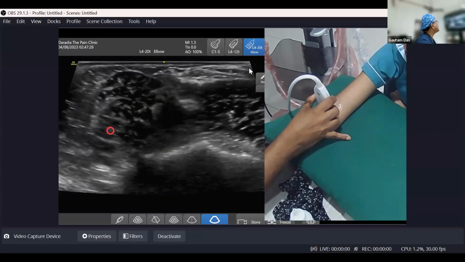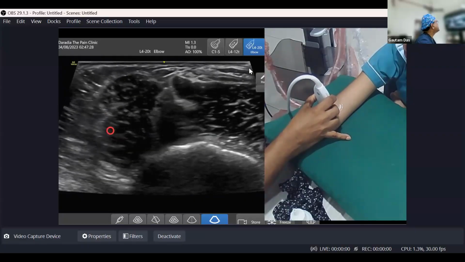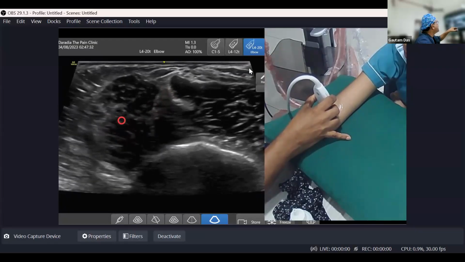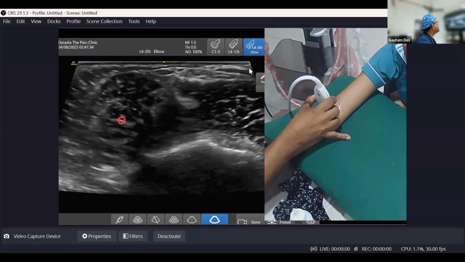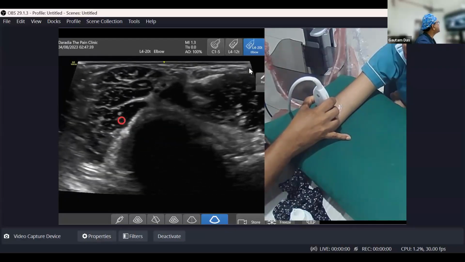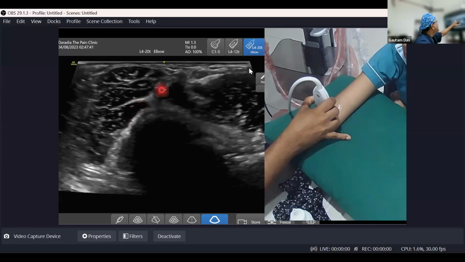Before that, it was only one. If I'm going above, now the radial nerve is one. Here, a little deeper, here it is only one. Only one. And now it is getting divided into two, and now it is coming in the fascial plane. So you can see here it is now two.